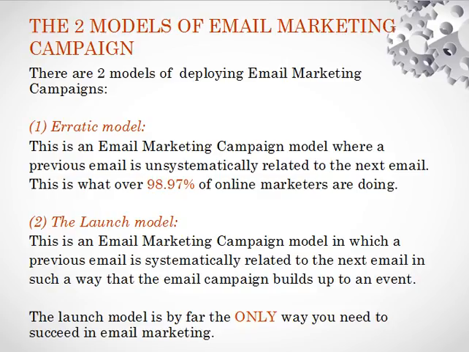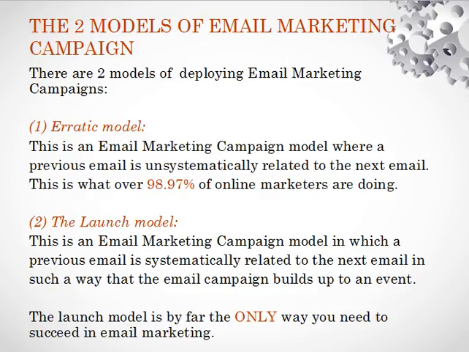The erratic model is a model that you see all around the industry. In fact, over 98.97% of online marketers, this is exactly what they're doing in their business. What they do is send offers anytime they feel like sending offers. You send content. You can continue sending content and continue sending offers, and depend on luck to get conversions.